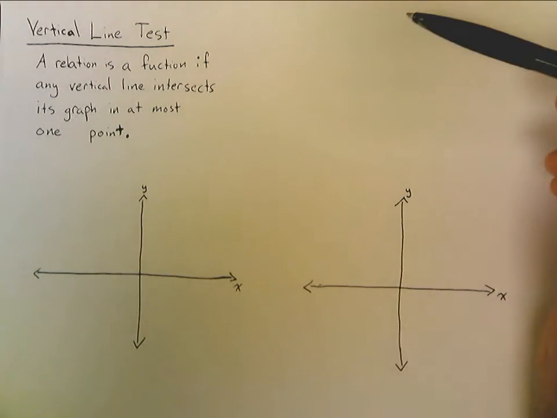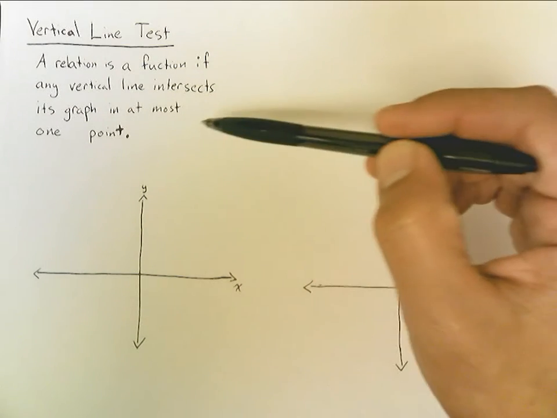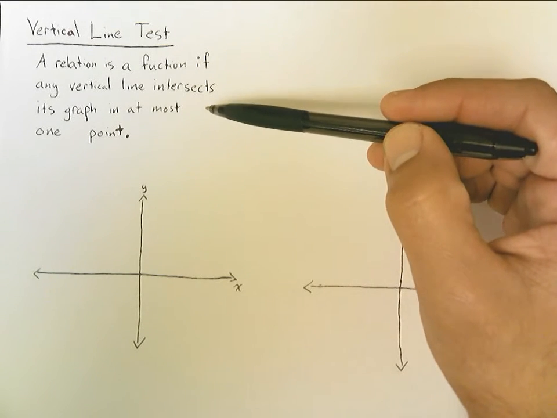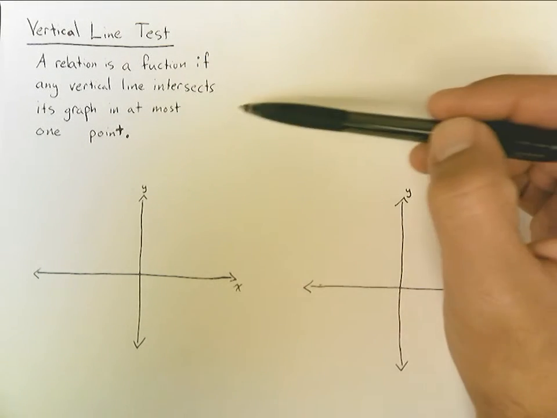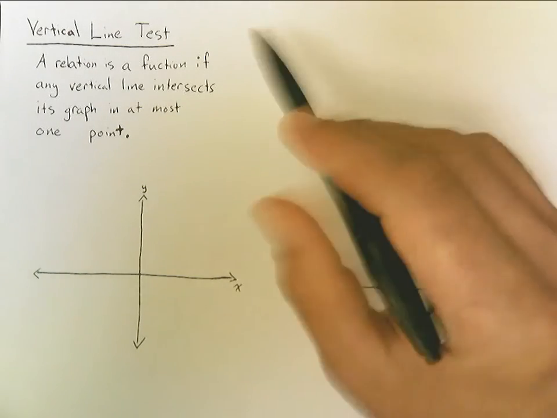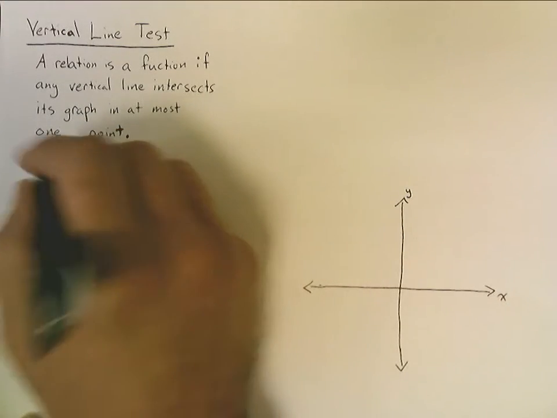And so if we have a graph, we can tell if it's a function if any vertical line intersects its graph in at most one point. It might intersect in no points, depending on what the possibilities are for your x's. Sometimes we have to restrict that. But let's look at those same examples that we were looking at last page here.